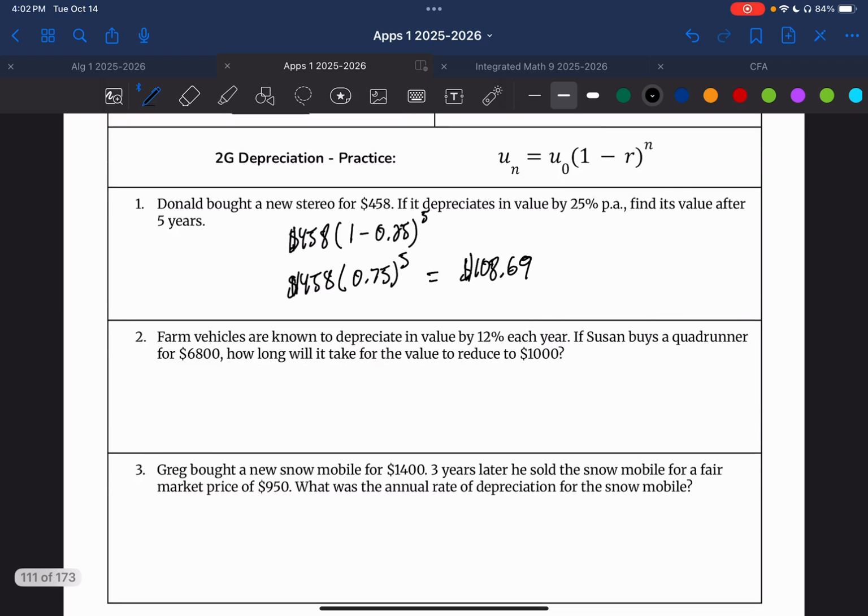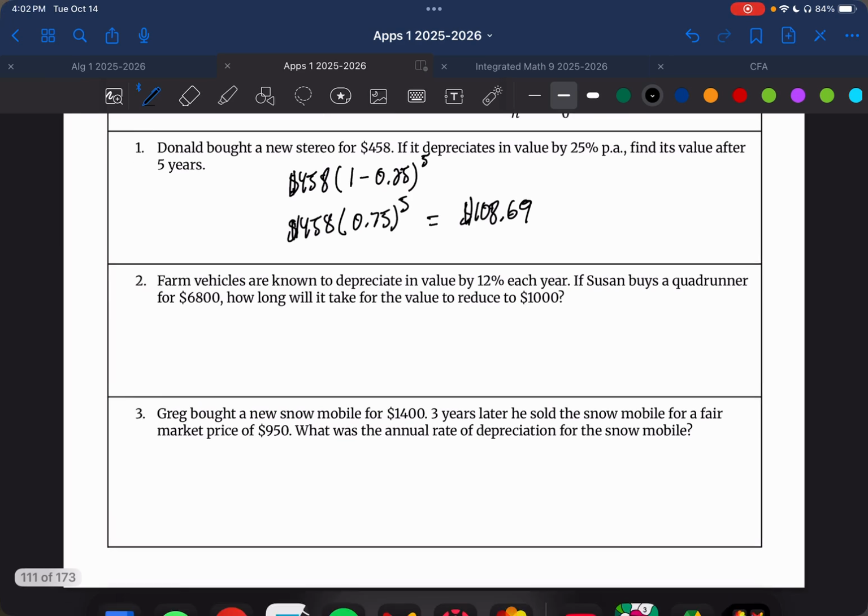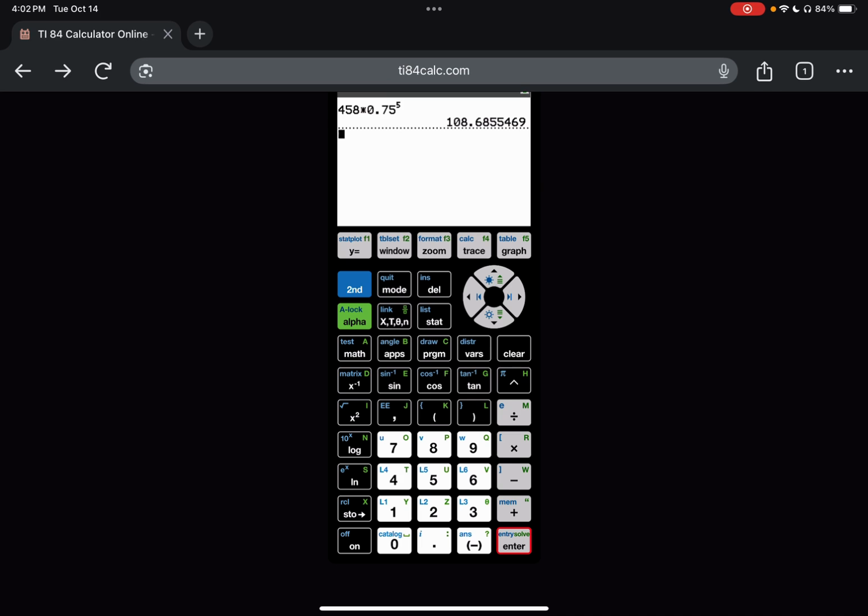All right. Farm vehicles are known to depreciate in value by 12% each year. If Susan buys a quad runner for $6,800, how long will it take for the value to reduce to $1,000? So this is one where it might actually be useful to use our TMV calculator. If we go Finance, TMV Solver, N is what we're trying to find. Our interest rate here, we can put it in as negative 12.